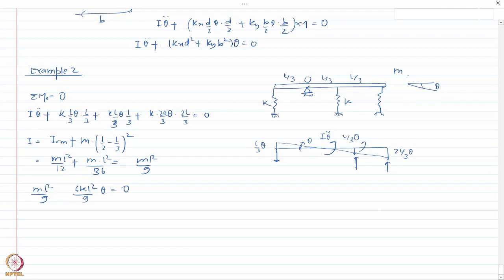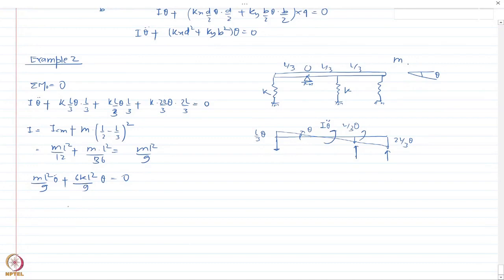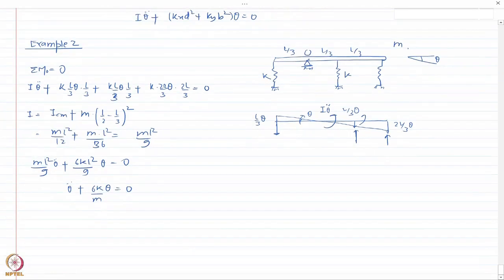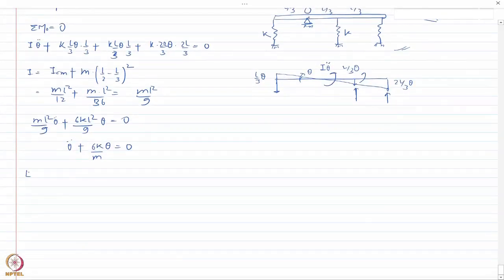There is another theta double dot term here. So the final equation of motion would be, I can just divide by ml square, and write it as theta double dot plus 6k divided by m times theta equal to 0. So this is the final equation of motion for this system that is shown here. Okay, all right, let us go ahead and do example 3.